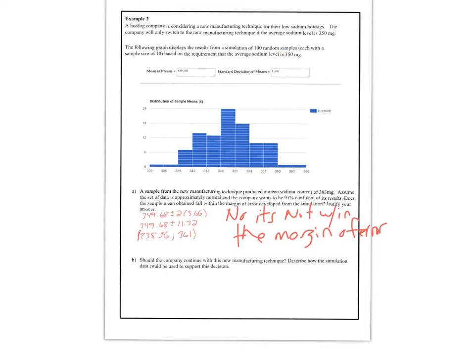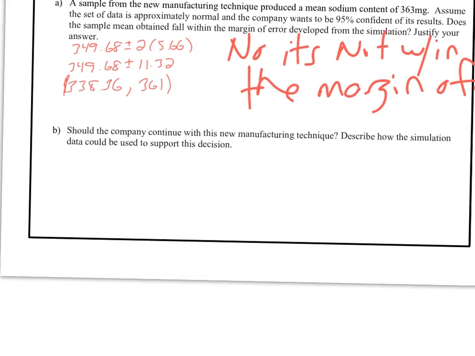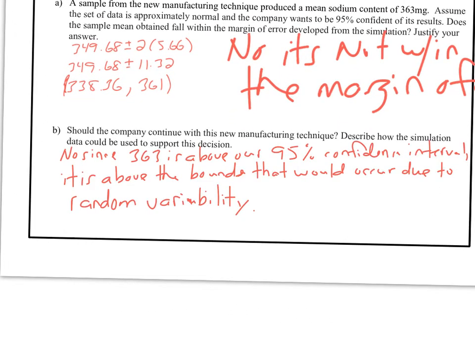So our answer to the company's question, should they continue with this new manufacturing technique, is no. It does not work. So let's get that written down. Pause the video here, and I'm going to write it down for you. All right, so there it is. The answer is no, since 363 is above our 95% confidence interval. And again, that confidence interval was from 338 to 361. It is therefore above the bounds that would occur due to random variability.